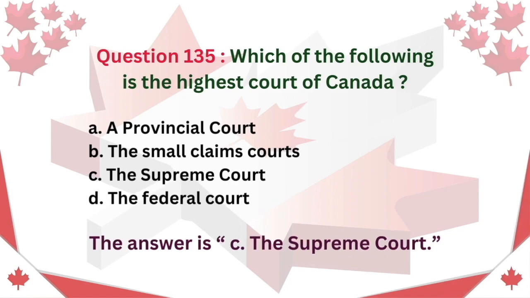Question 135. Which of the following is the highest court of Canada? A. A provincial court. B. The small claims courts. C. The Supreme Court. D. The Federal Court. The answer is C. The Supreme Court.